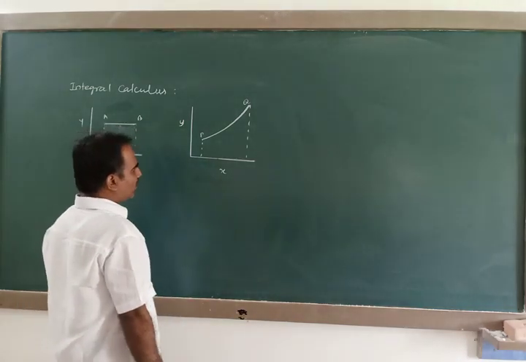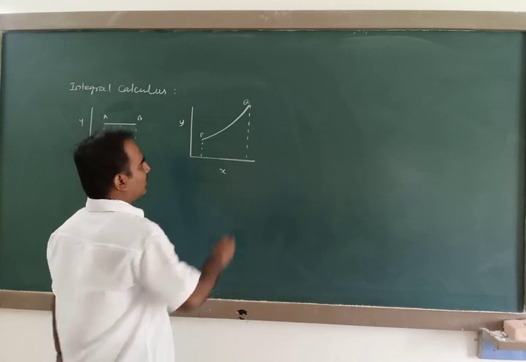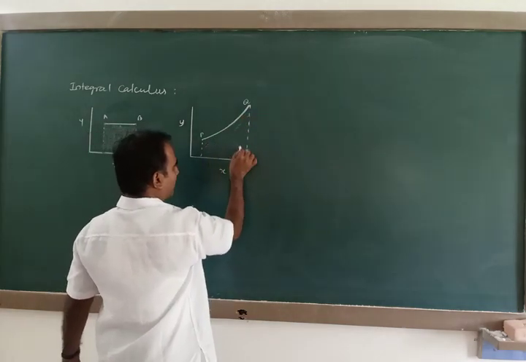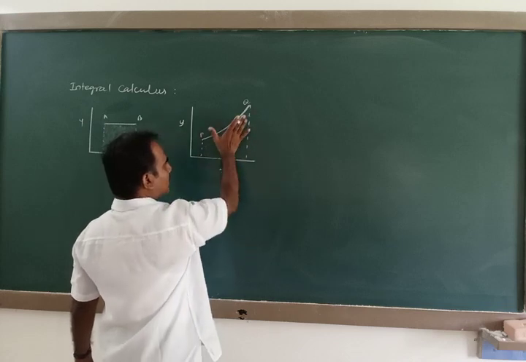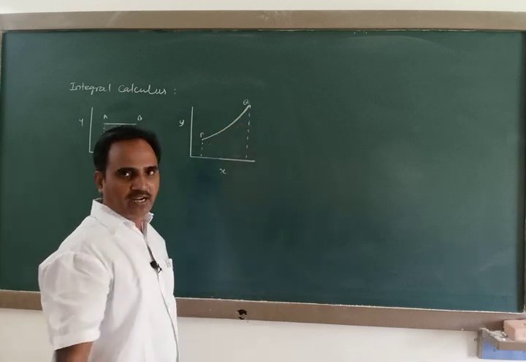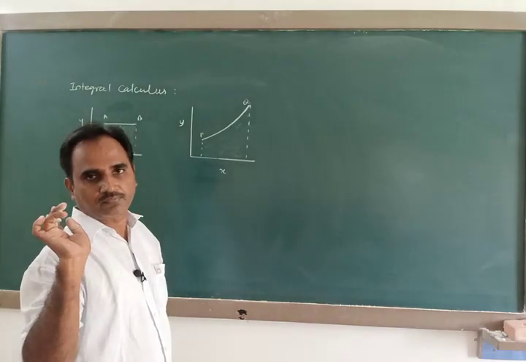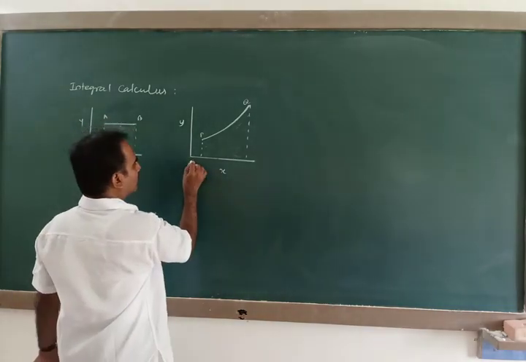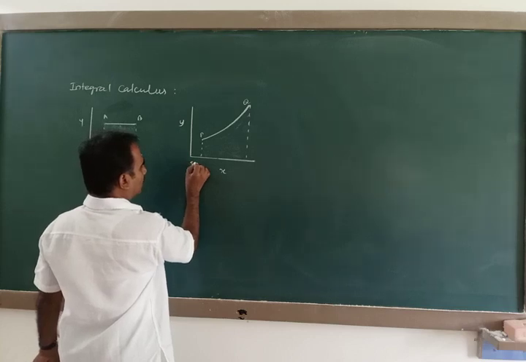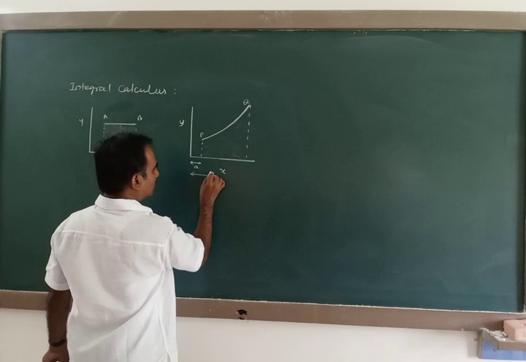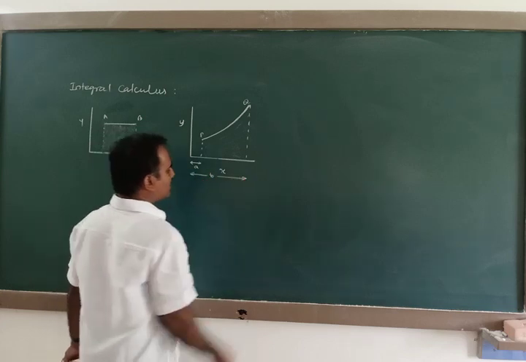So in such a case, what you have to do is, this area under PQ, in order to find the total area under this graph PQ, this entire area is imagined to be divided into large number of elements. Say this distance is A, this distance is B.